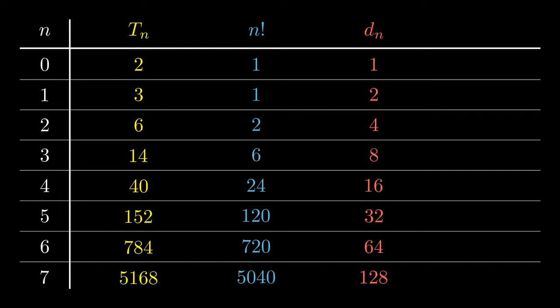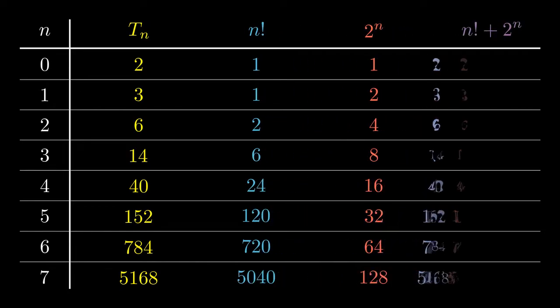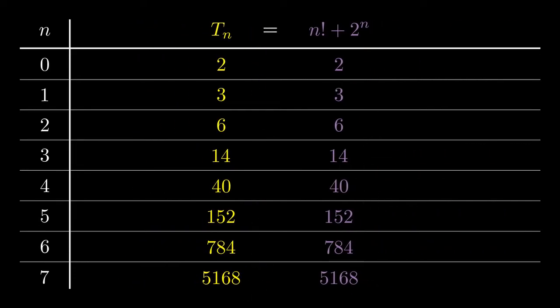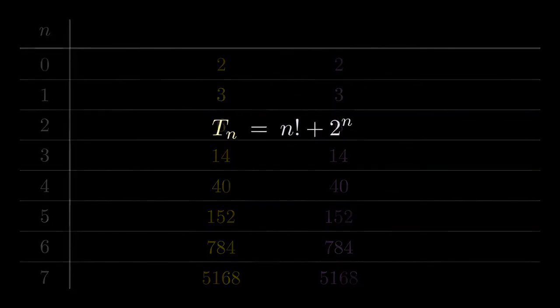Now we can observe that this function d of n is just powers of 2, 1, 2, 4, 8, and so on. So d of n is nicely equal to 2 to the n. And so, we've done it. Adding up these 2 columns gives us our original t sequence. So we get that t sub n is nothing other than n factorial plus 2 to the n.